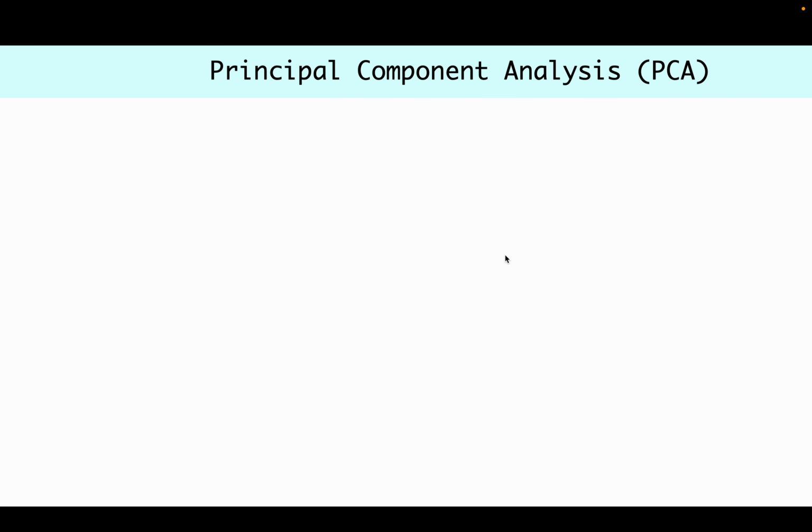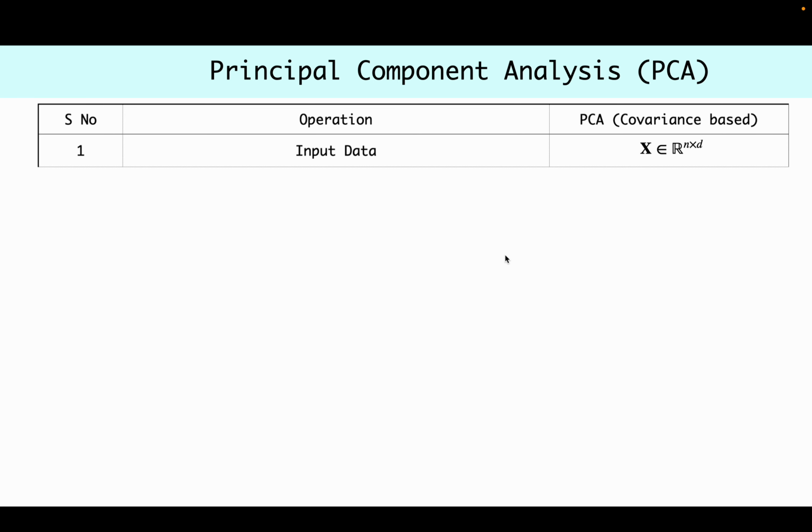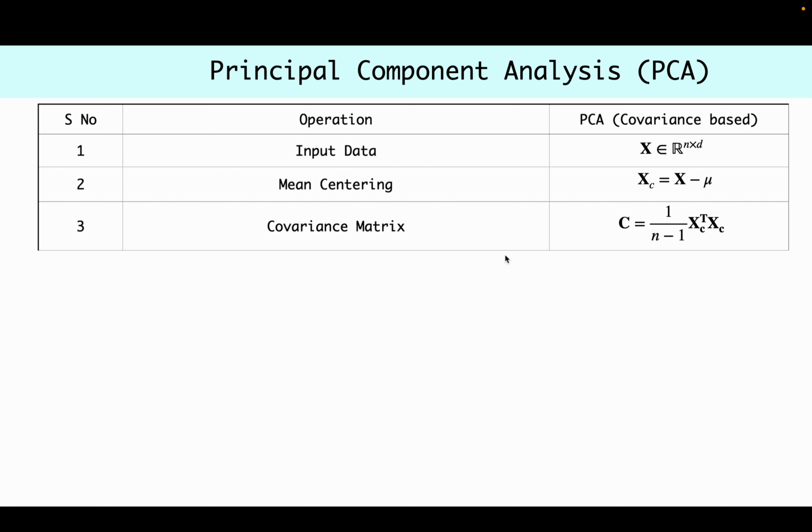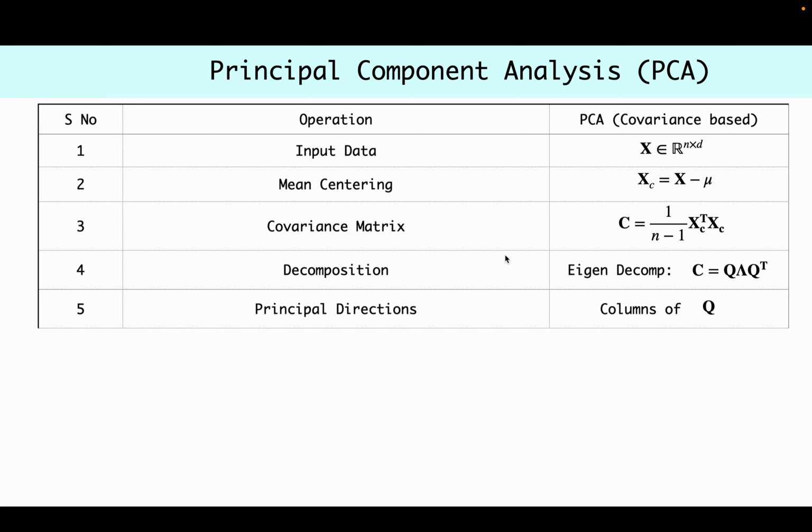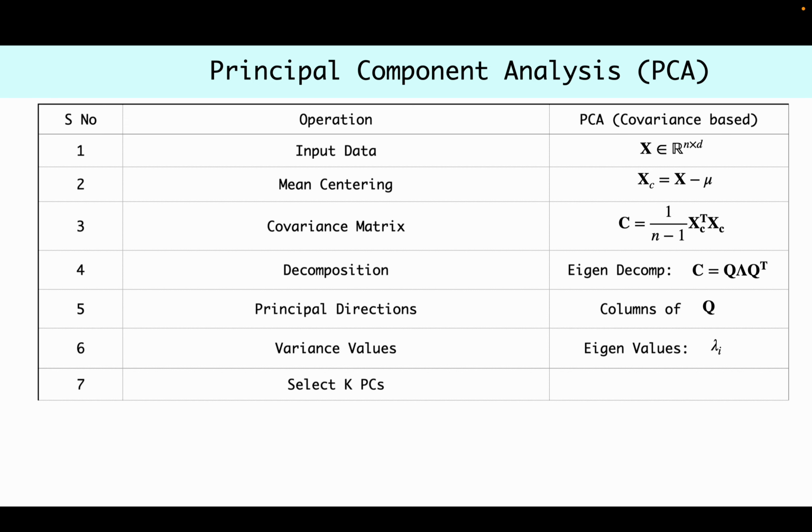Let us summarize what we have discussed in principal component analysis. We considered input data in the form of a matrix of dimension n cross d, where n is the number of samples and d is the number of features. We centered the data, computed the covariance matrix, and performed eigenvalue decomposition of the covariance matrix, where Q indicates the eigenvector matrix and lambda indicates the diagonal matrix with eigenvalues as the diagonal elements. Out of these eigenvalues, we chose the k maximum eigenvalues and their corresponding eigenvectors and constructed the matrix Qk. And we eliminated all of the other components.